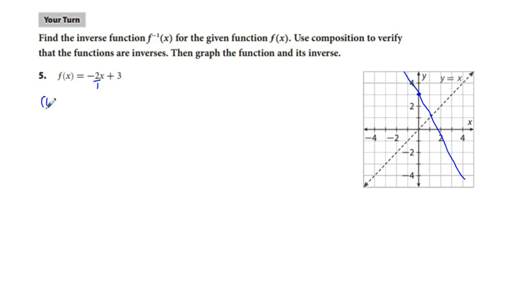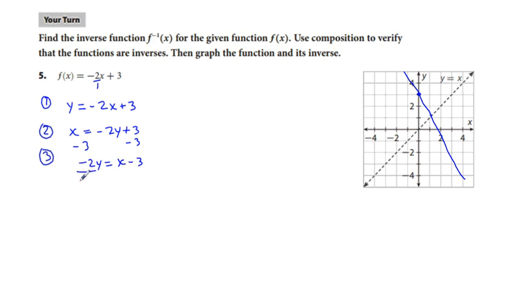Now we're going to go through the process. One, we're going to switch places with y. So I'm going to write this as y equals negative 2x plus 3. The second step is we're going to switch x and y. So x equals negative 2y plus 3. Then step 3, solve for y. If we subtract 3 from both sides, we have negative 2y equals x minus 3. The last thing we're going to do is divide by negative 2.